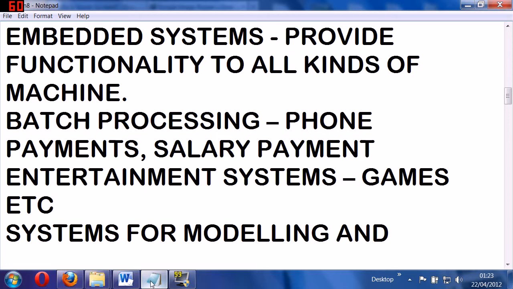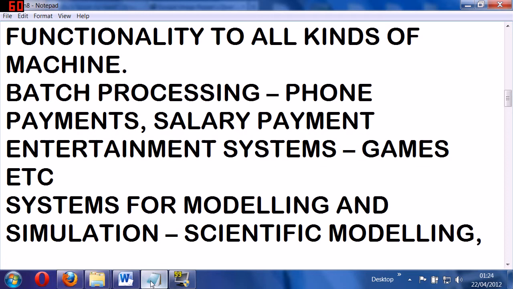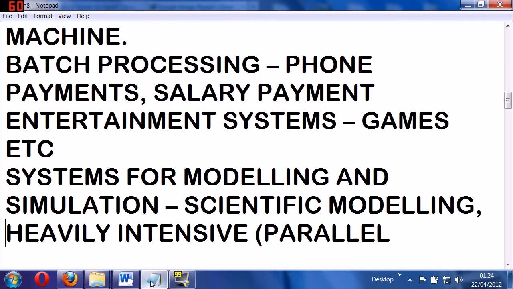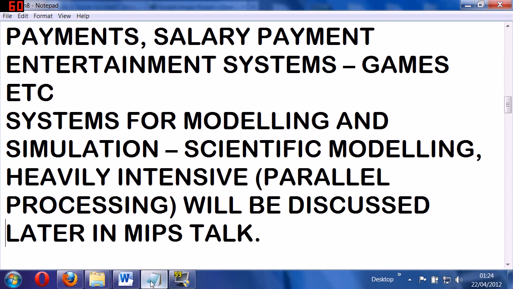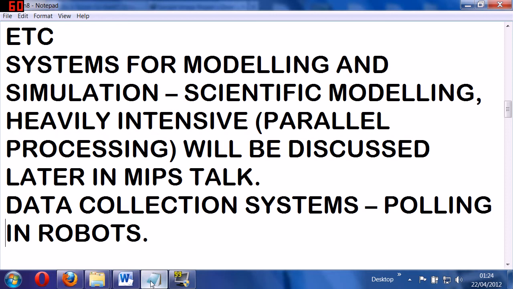Entertainment systems, that could be games, GUIs and all that stuff. Systems for modeling and simulation, scientific modeling, heavily intensive parallel processing, which will be talked about later in the MIPS stuff. Scientific modelling often requires you to work out a whole range of very complex calculations. You might have to spread it over a number of distributed systems. They're very heavily intensive, and unless you're really into that sort of stuff, that's not that useful to know really.